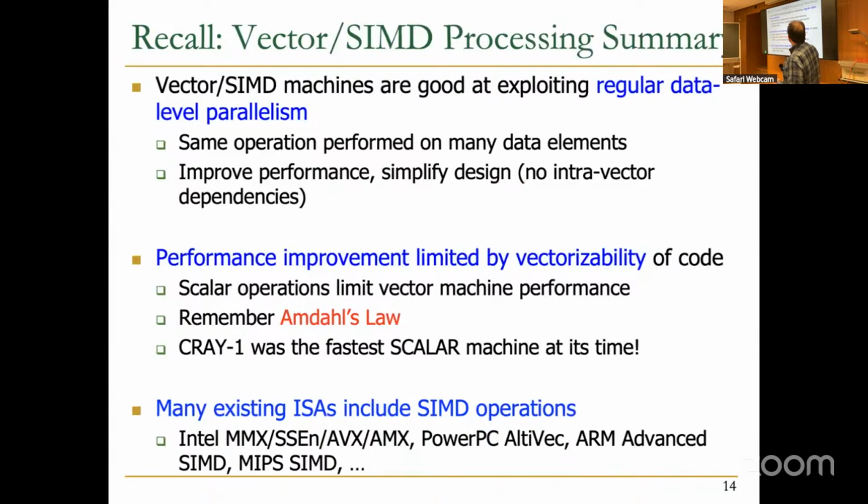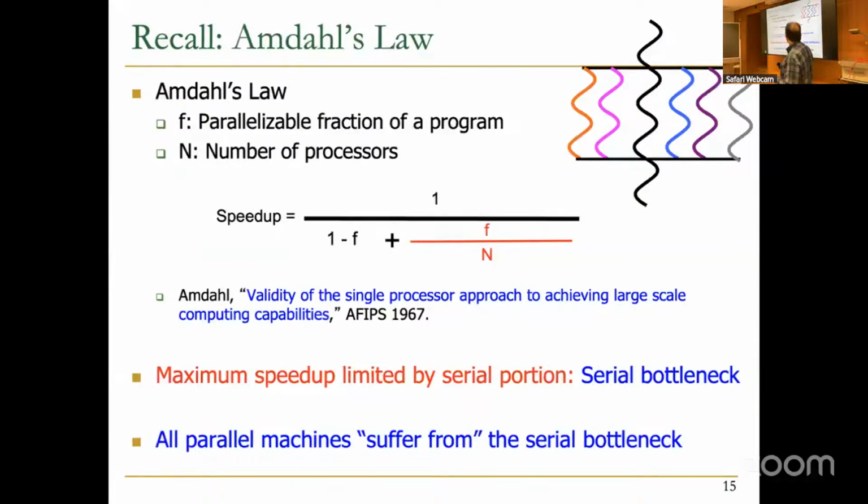Okay, and we talked about vector and SIMD machines being good at exploiting regular data parallelism, but we also discussed that performance improvement is limited by the vectorizability of the code. And we brought up again Amdahl's law, which means that in the end, your performance might be limited by the serial portion of your application. We're going to learn a lot today about many existing ISAs that include SIMD operations. That's one of the things that I'm going to cover in more detail. And this is Amdahl's law, just as a reminder. So we should not forget Amdahl's law when we are designing architectures and when we are programming, essentially.